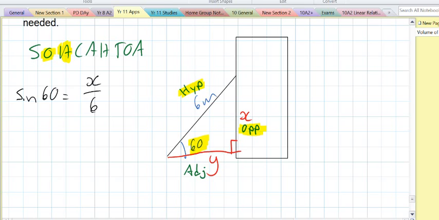Good. So how do we move the 60 to the other side? See, this is something that people can get confused with. The X here is being divided by 6. The opposite of divide is multiply. We need to multiply both sides by 6. Which gets us 6 multiplied by sine 60 equals X. Which might even come out as a nice whole number for us. No?